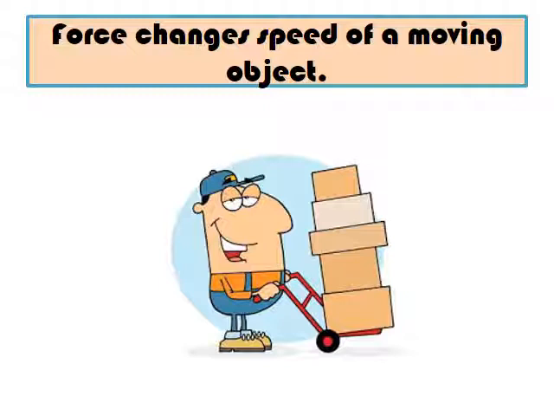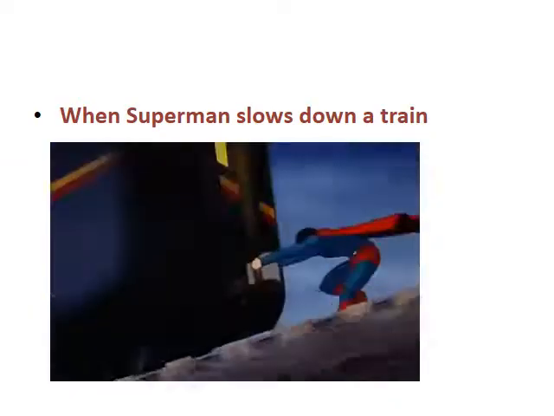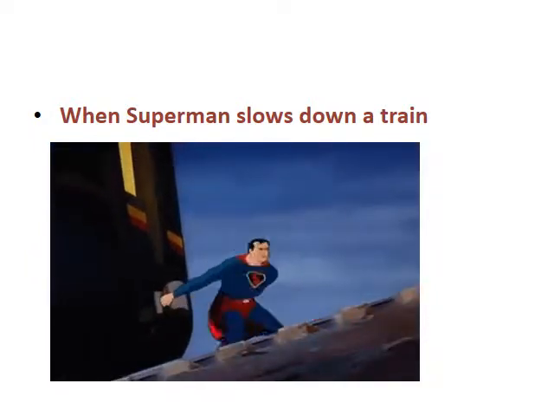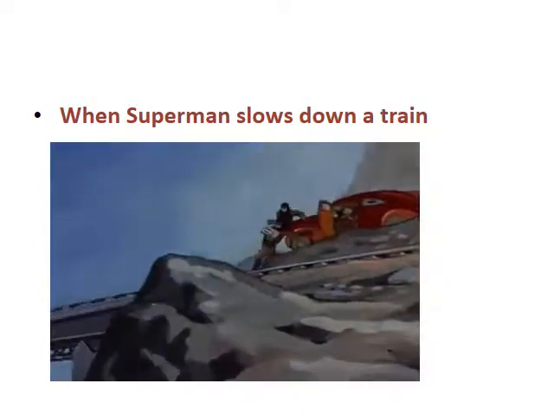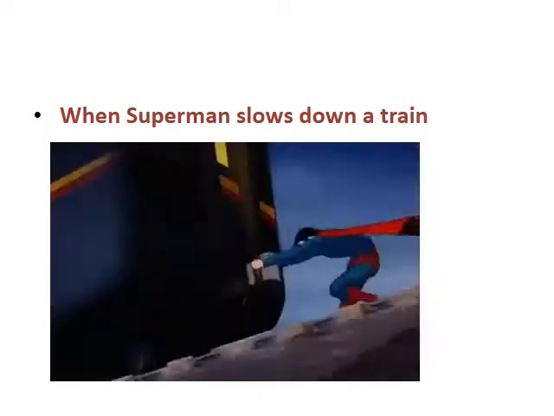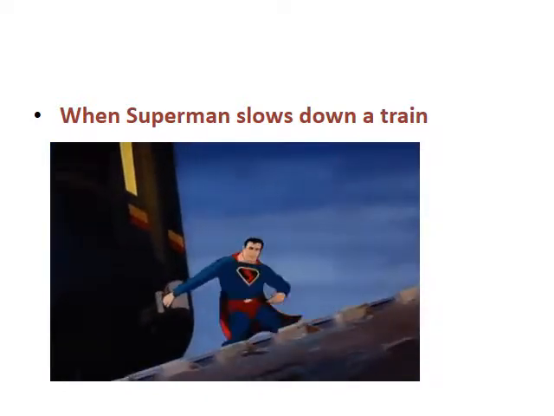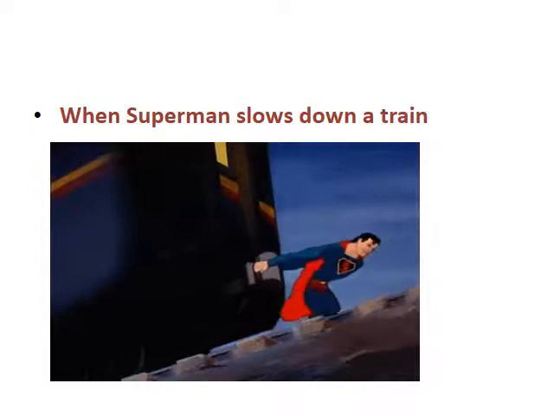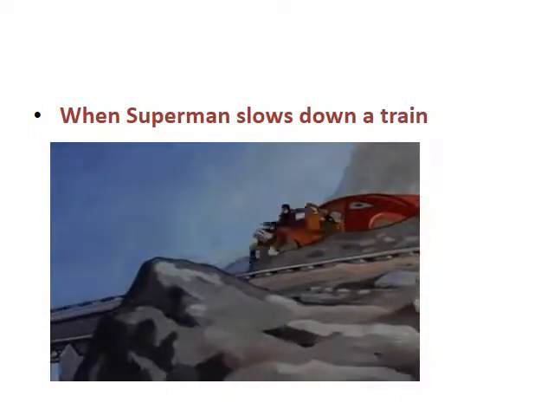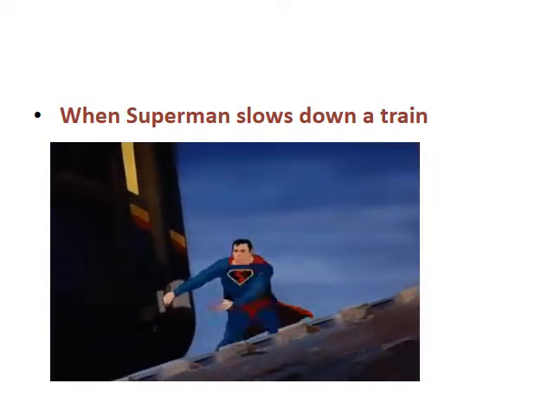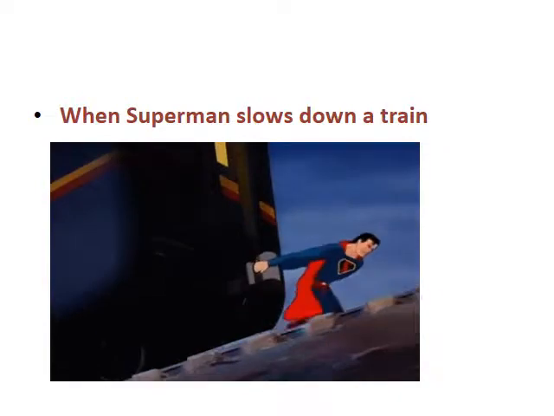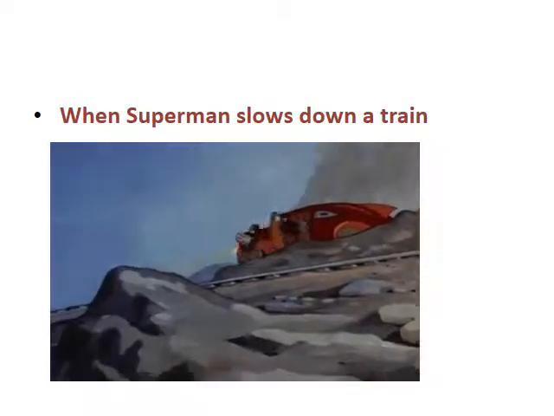Forces also change the speed of a moving object. So let's watch together what will happen with Superman. Superman has to exert some force in order to slow down the train, the oncoming train. It would be falling off a mountain or something. So Superman came, of course, to save it, and Superman slowed down the train, as you can see, by exerting force on it. So one of the things that force does is to change the speed of the object.